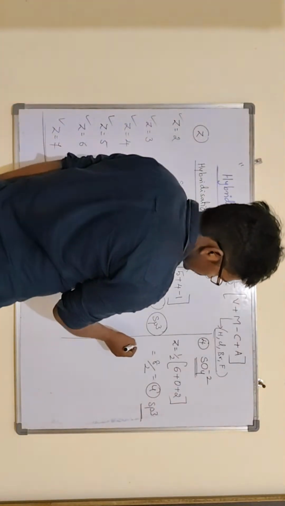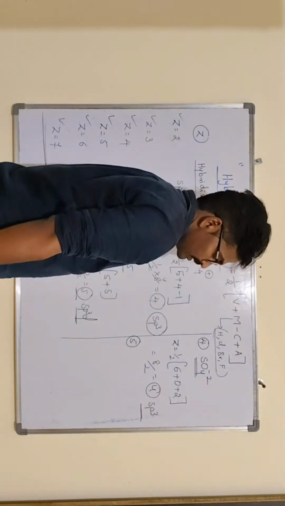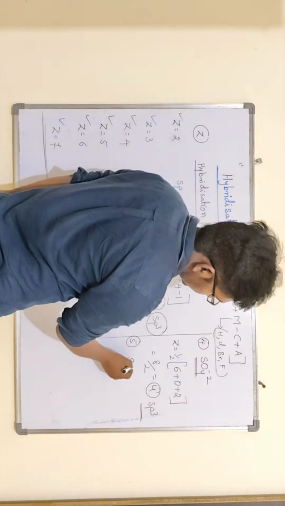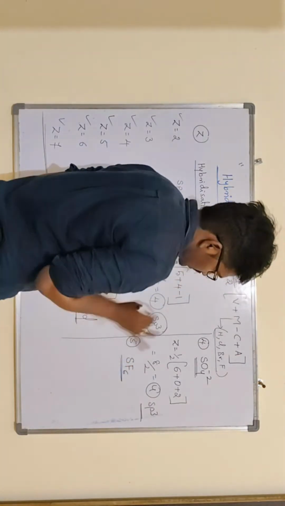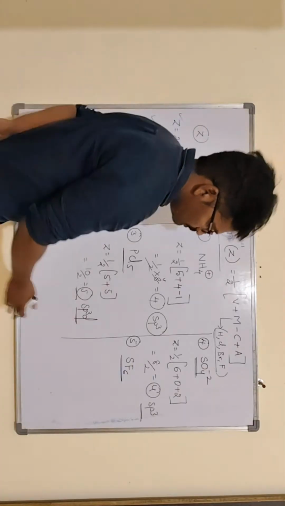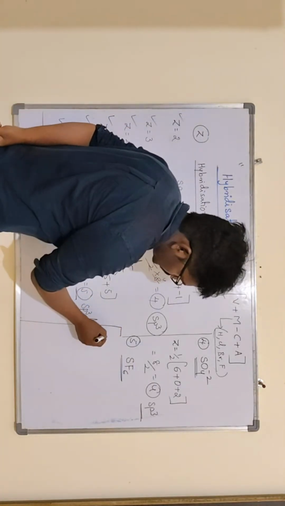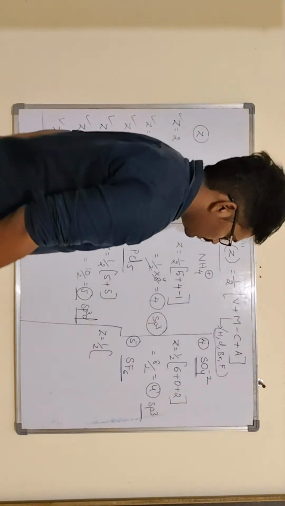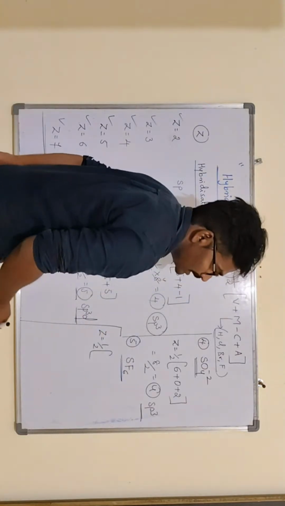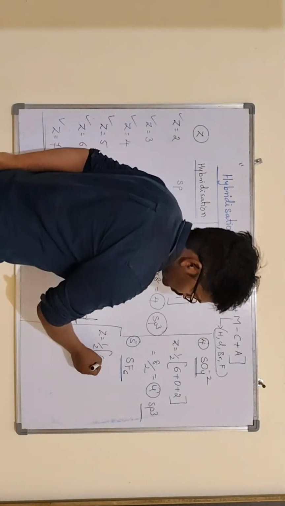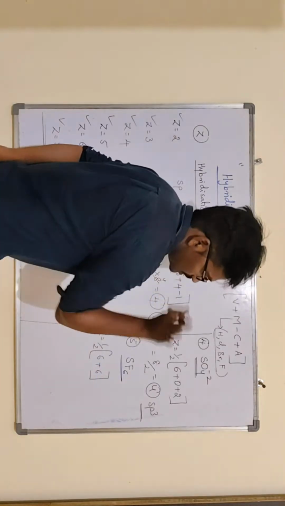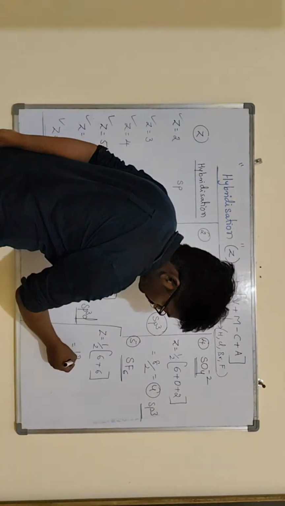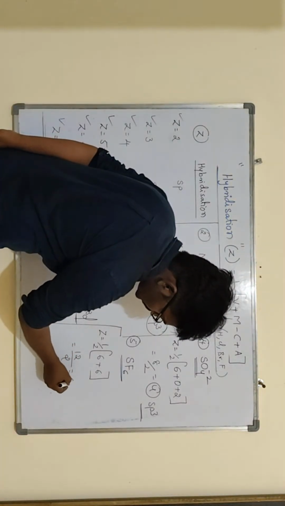Then one more example, example number 5, that is SF6. Sulfur we are taking. So how to find the Z value? Z value equals 1 by 2 into... Valence electrons, sulfur valence electrons are 6. Plus monovalent atoms are 6. There is no positive charge and negative charge. 6 plus 6, 12. Then 12 divided by 2, you get 6.